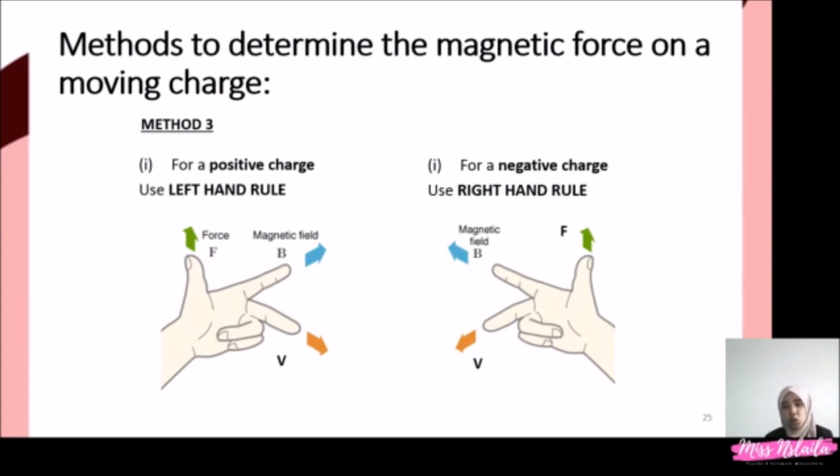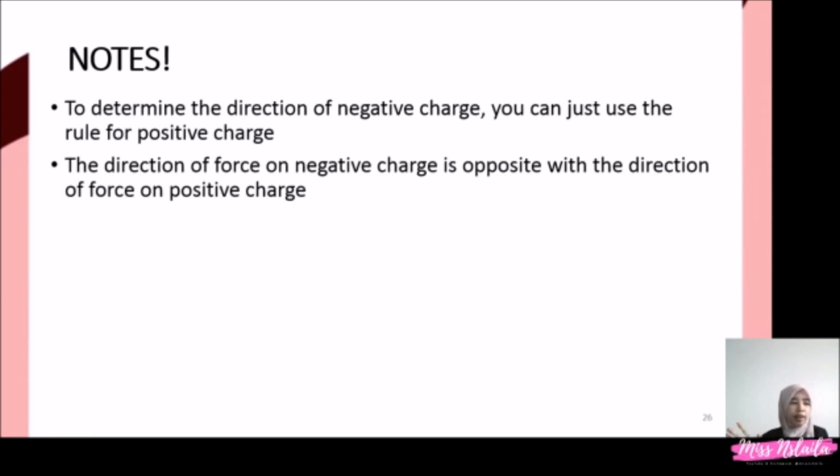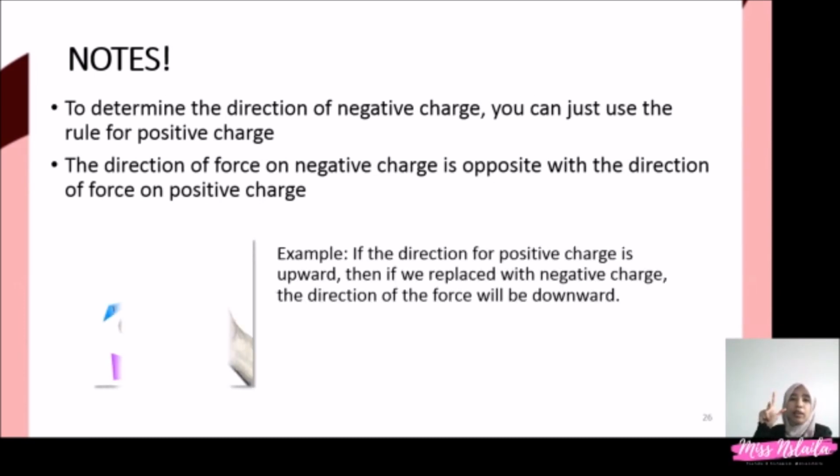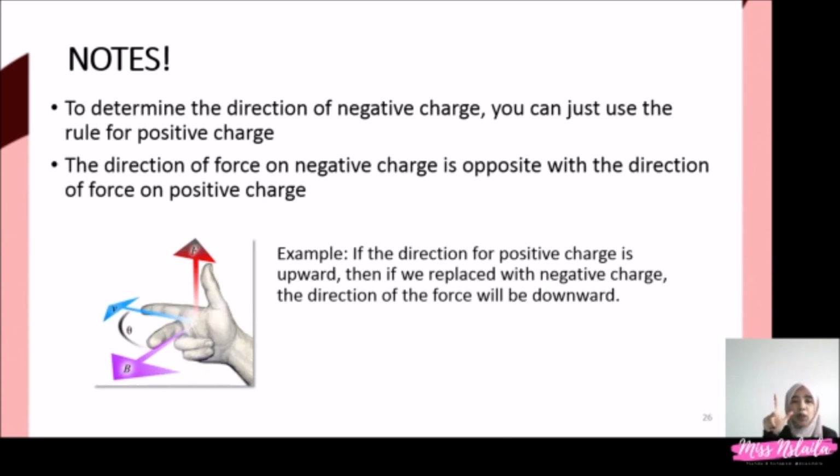So maybe you can choose which method you are comfortable with, so that later you won't be confused with the other methods. If you are not sure whether to use the right hand or the left hand, don't worry. You can use only one hand. For example, if you choose method 1, F, V, B, the right hand is for proton. So you can use your right hand. But if we are given an electron or negative charge, we can still use the right hand, but the direction of force is opposite.